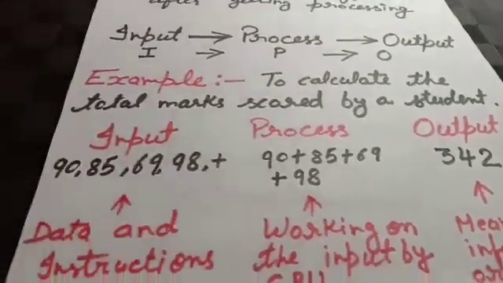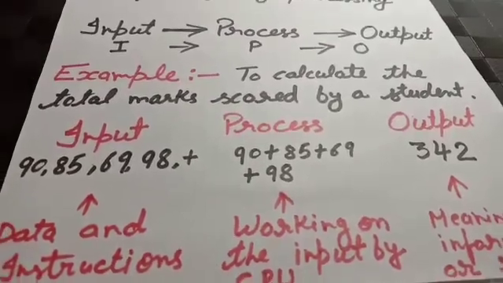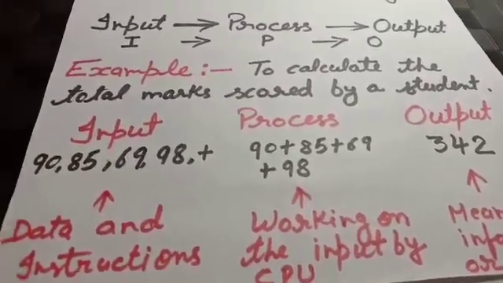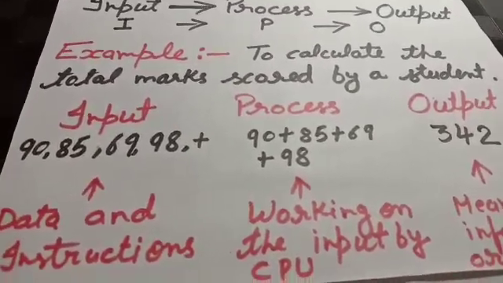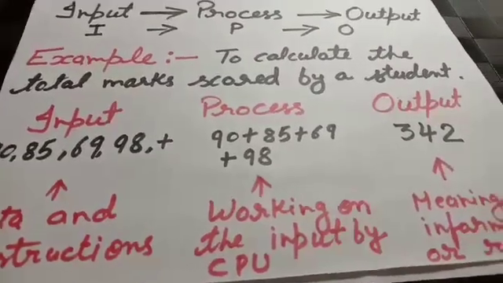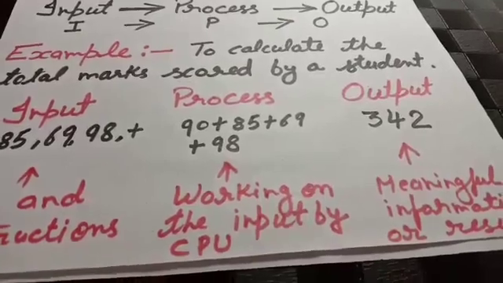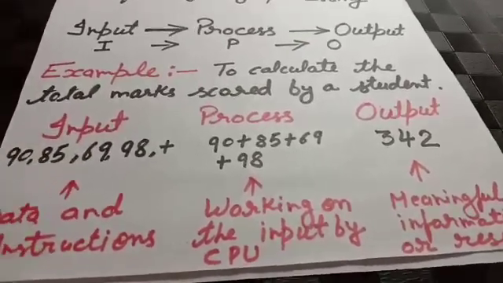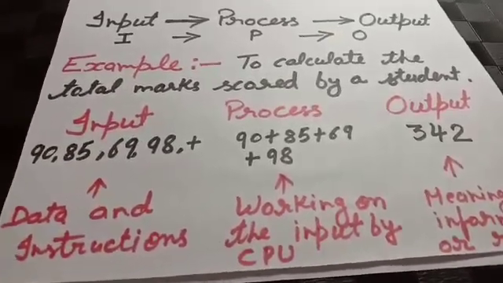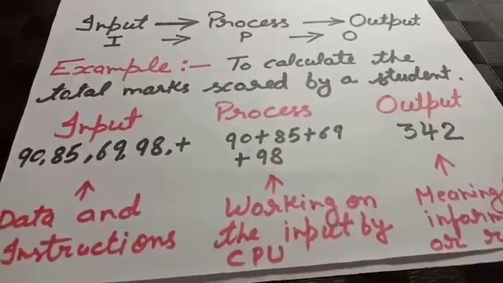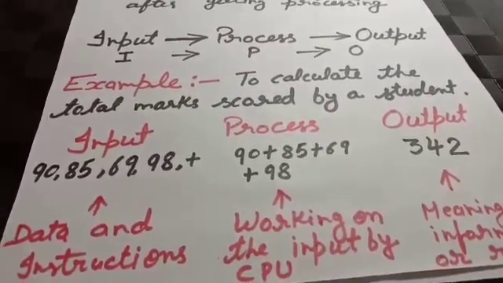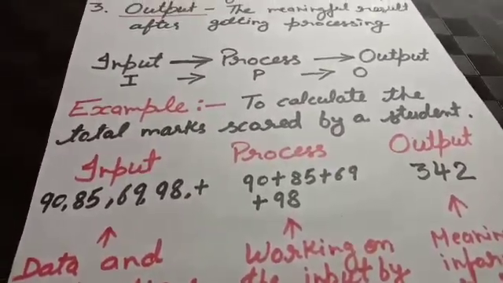This is a very easy example for you all. Whatever you are giving to the computer is input. Whatever work is going on is the process done by the CPU, and whatever result you are getting is called output. So this is the way a problem can be solved in a computer. IPO: input, process and output.